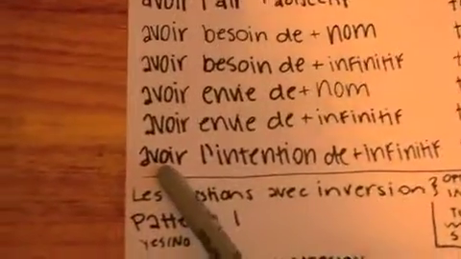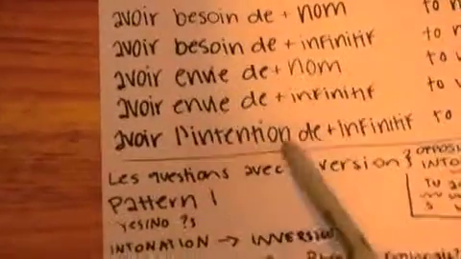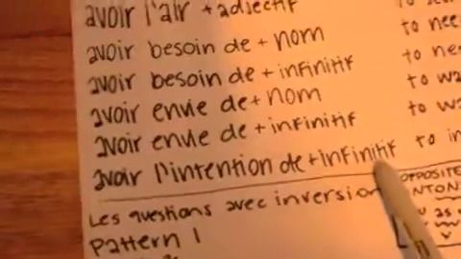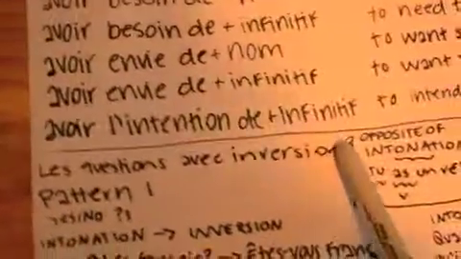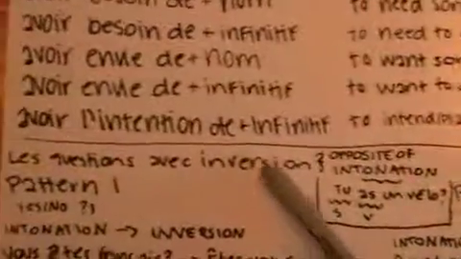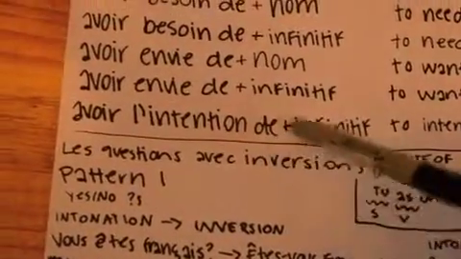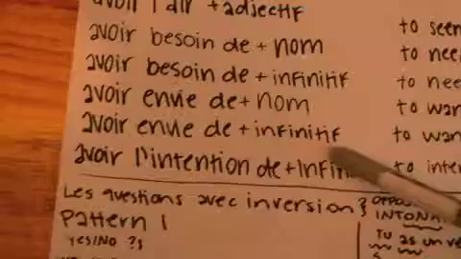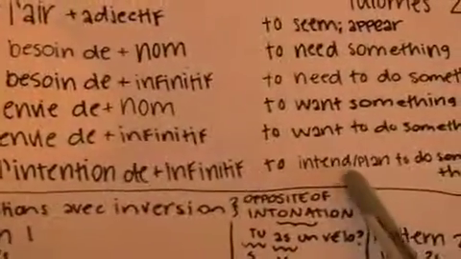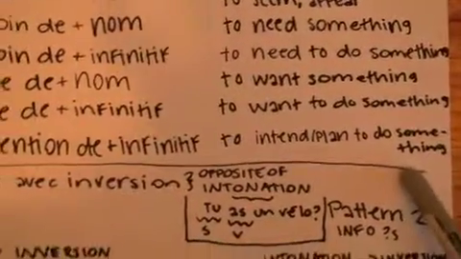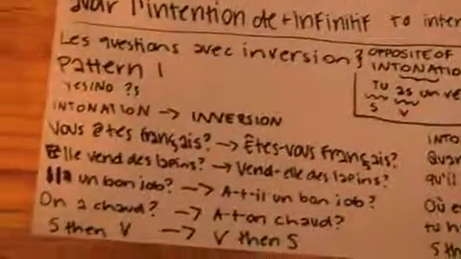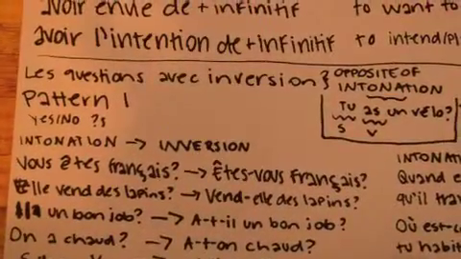The last one is avoir l'intention de plus an infinitive for a verb. So let's say I have an intention of going to the movies. J'ai l'intention d'aller au cinéma. To intend, plan, to do something. Moving on to the inversion questions.